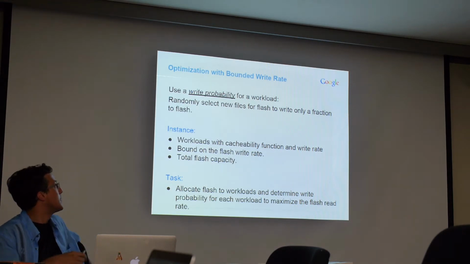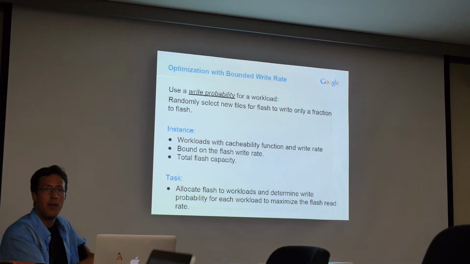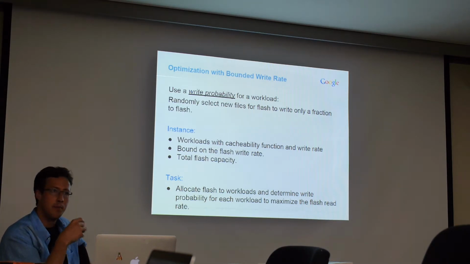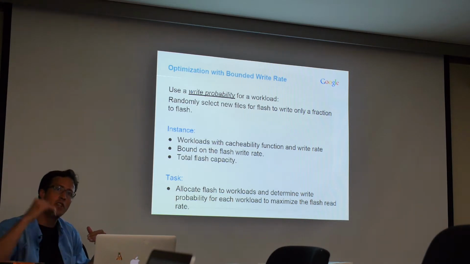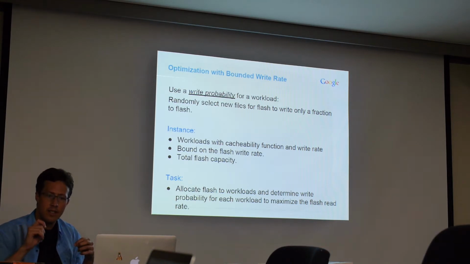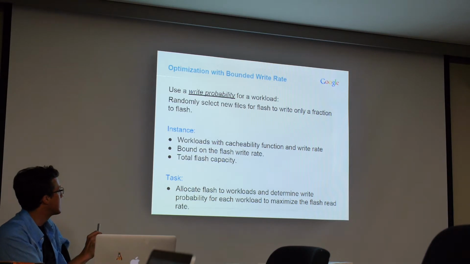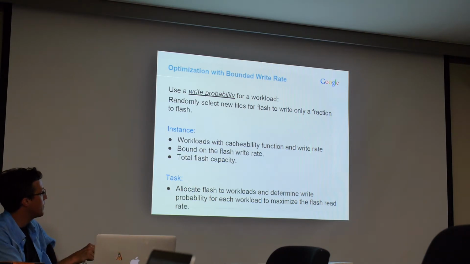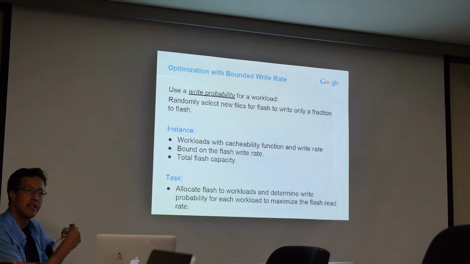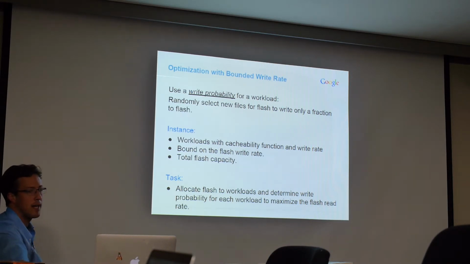So one of the outputs of the optimization is a write probability. It's often 1, where we just insert everything to flash. But sometimes you get these cases where you have a large uptake of reads sometime down the future, and in order to take advantage of that, you need to set a write probability less than 1. The instance is workloads with cacheability functions and write rates, a bound on the flash write rate, and the total flash capacity. And in this case, it's a slight modification to the last linear program I described, where we allocate the flash to workloads to determine the write probability for each workload to maximize the flash read rate.